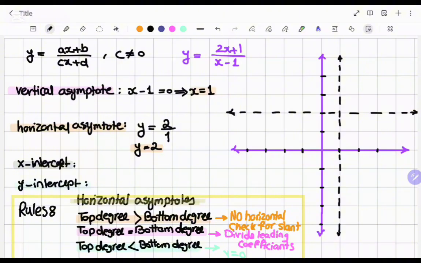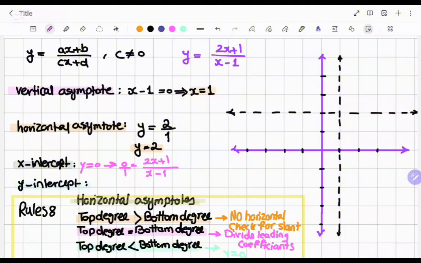Okay, so the next step for me is to find the x-intercept. The x-intercept is a point in which y is 0. So if I substitute 0 for y, it is going to be 2x plus 1 over x minus 1 is equal to 0.